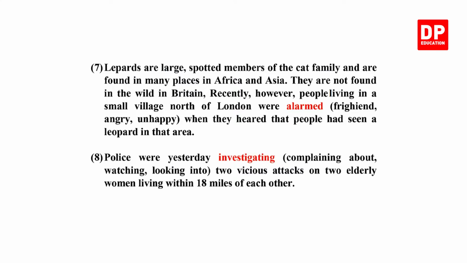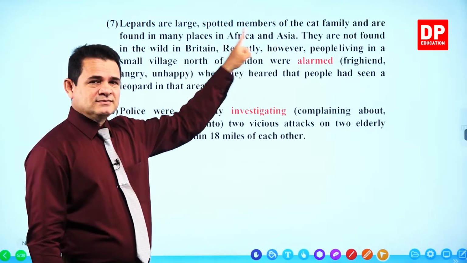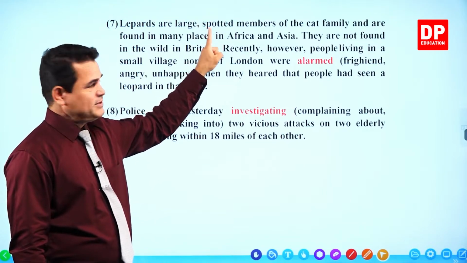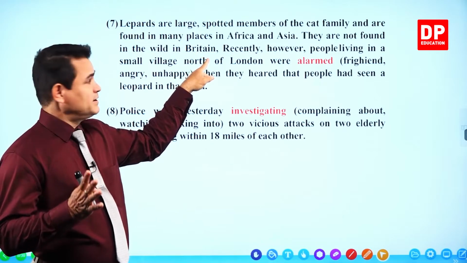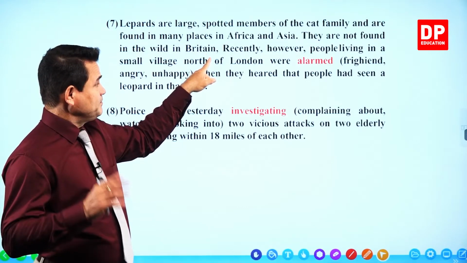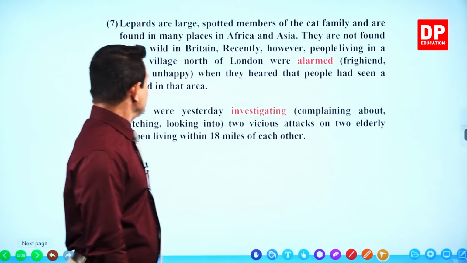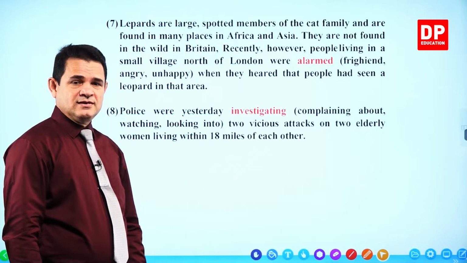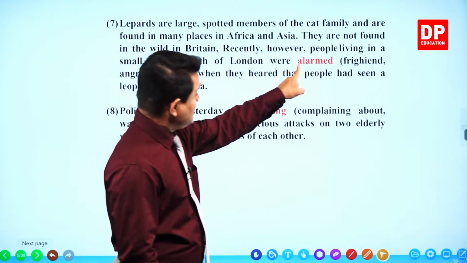Leopards are large spotted members of the cat family. You know leopard. They are large spotted members of the cat family. Cat family එකේ තමයි leopard. And are found in many places in Africa and Asia. So in these areas you can see leopards. මේ ප්‍රදේශවල leopard, but they are not found in the wild in Britain. Britain වල ඒගොල්ලෝ නැහැ. But recently, මෑතකදී, however, කෙසේ වෙතත් people living in a small village north of London, London උතුරු ප්‍රදේශයේ කුඩා ගමක were alarmed.